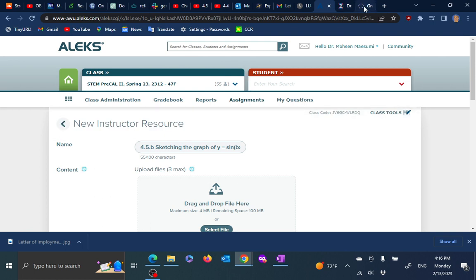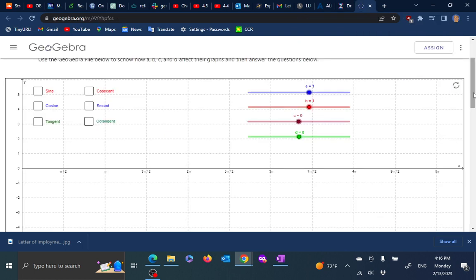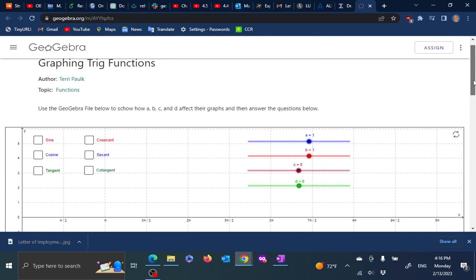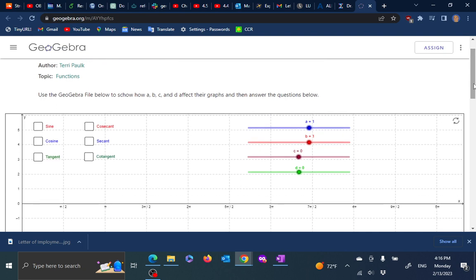So let's go back to our list of apps that we had here. This is another page from Terry Pock, and here you can play with the 6 trig functions. Let's do one at a time. You have a choice of 6 functions here. Let's choose sine. So you see here, 1 sine of 1x. It's showing the basis function, 0, pi, 2 pi, and then it keeps repeating itself.